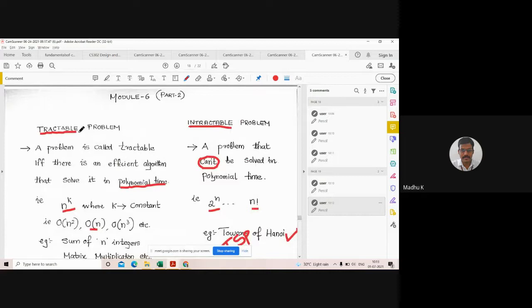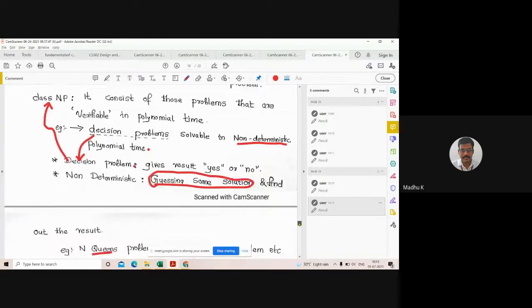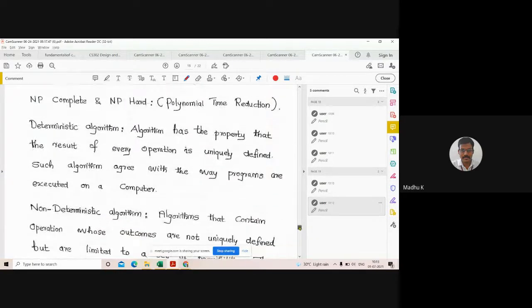So first we defined tractable problems and intractable problems, and differentiated between them. Then the P and NP classes. What is the P class? What is the NP class? And which are the different types of problems belonging to the P and NP classes? Next, we want to discuss NP complete and NP hard problems. These are defined using a polynomial time reduction algorithm.